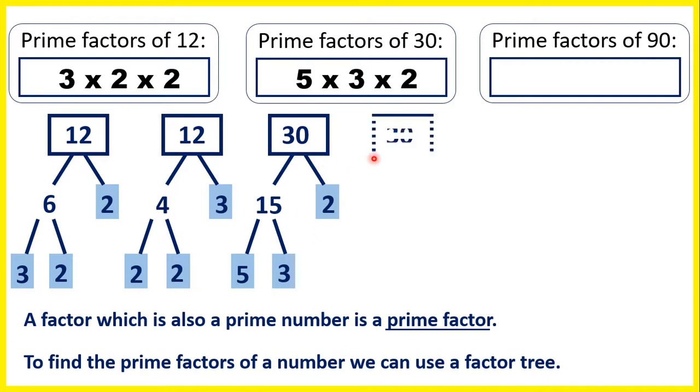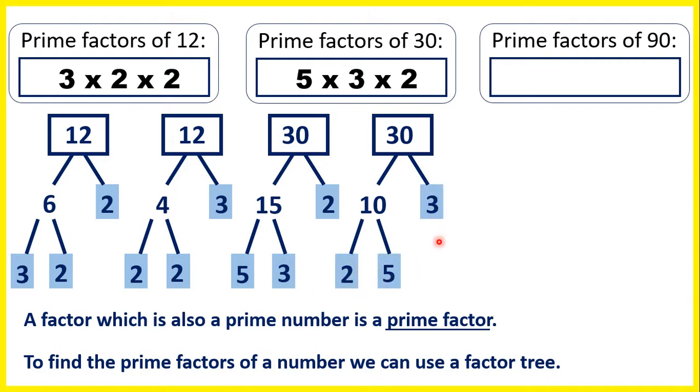Now, we could have used a different factor tree. Instead of 15 times 2, we could have broken 30 down as 10 times 3. So with the 3, we've got a prime number, so we can't break it down any further, but with 10, we can write 10 as 2 times 5. Again, we get the same prime factors on the end of our factor tree.